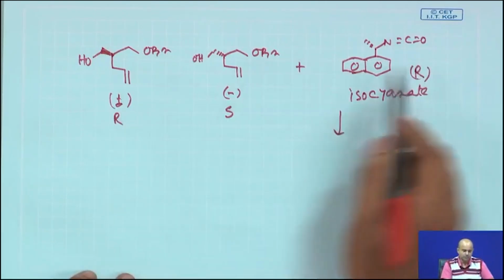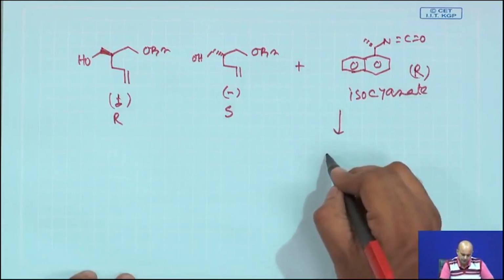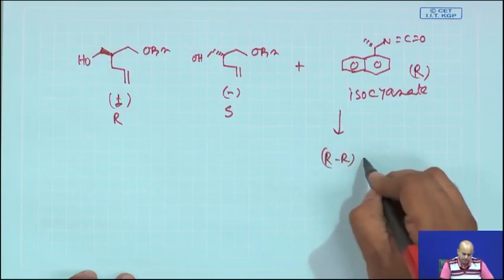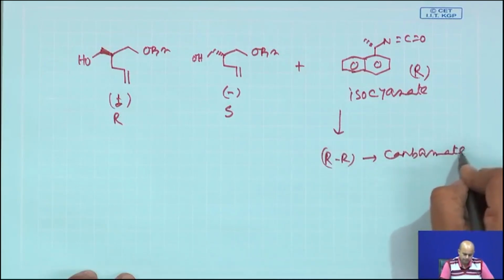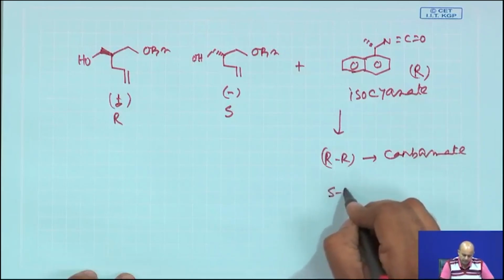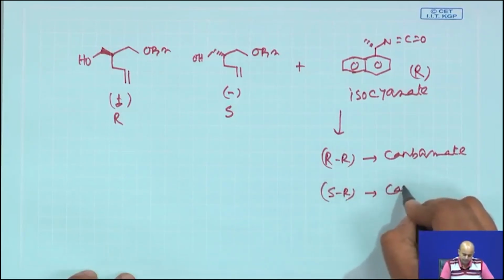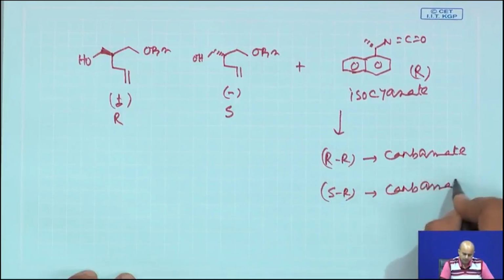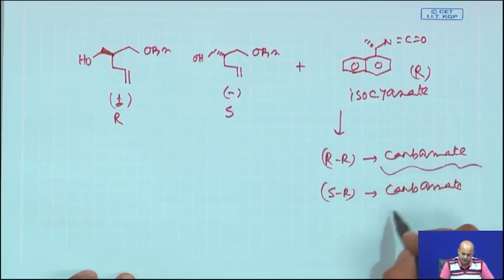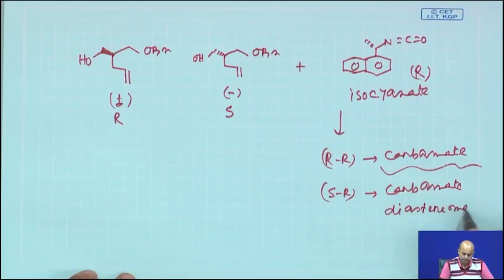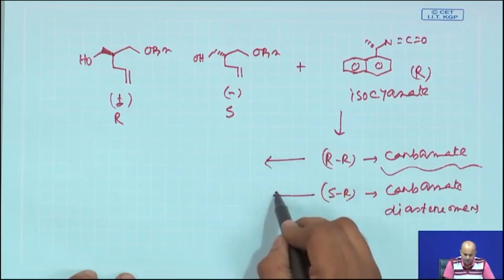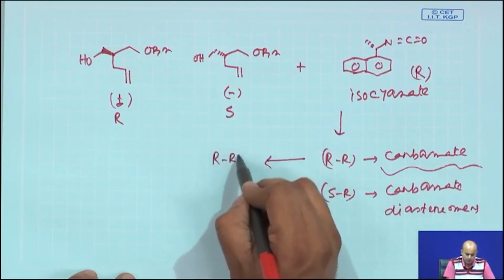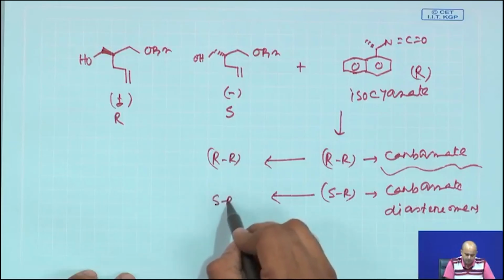If both the enantiomers react in an equal fashion, you will get an RR carbamate, and you will also get an SR carbamate. Fine. Now, these two compounds are diastereomers. Diastereomers have different physical properties, all of us know. So, these two compounds you can now easily separate.